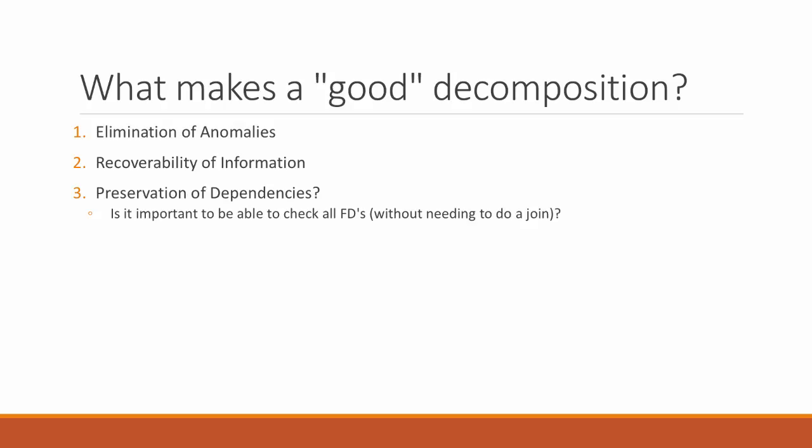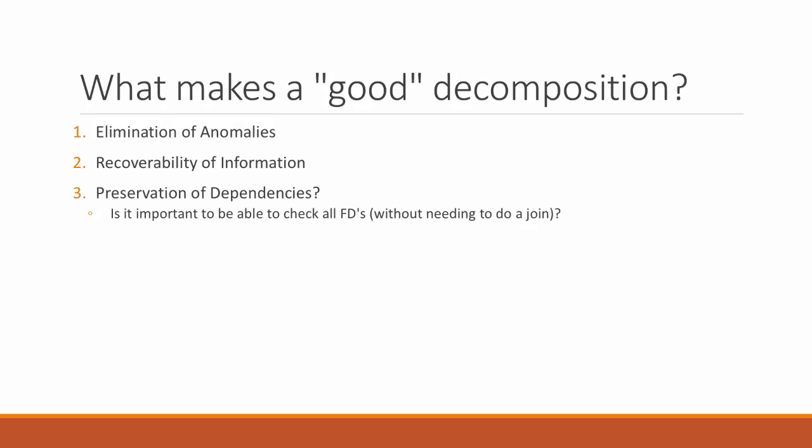Sometimes your table becomes huge when you have to join in all of this information and generate all this redundant data. Wouldn't it be nice if all of your subrelations made it possible for you to check all of your functional dependencies without having to do any joins? This is sometimes a useful characteristic. And once again, it's called the preservation of dependencies.